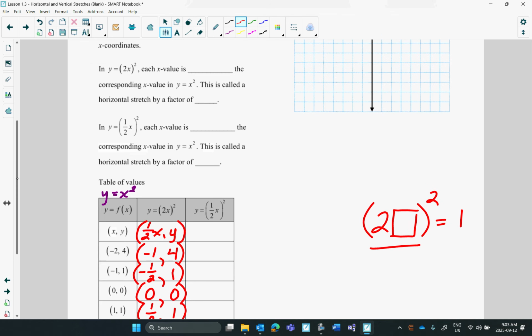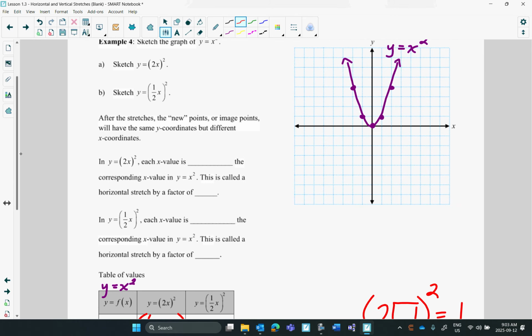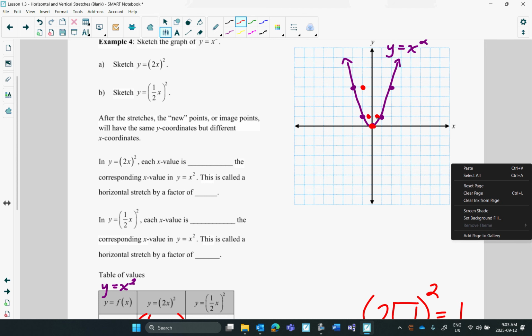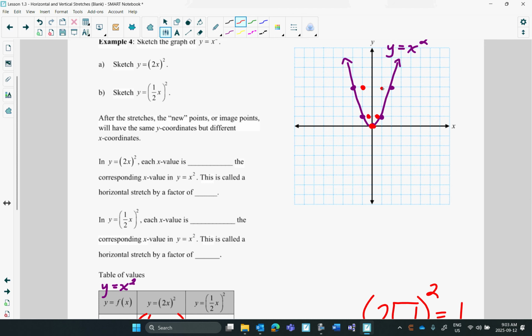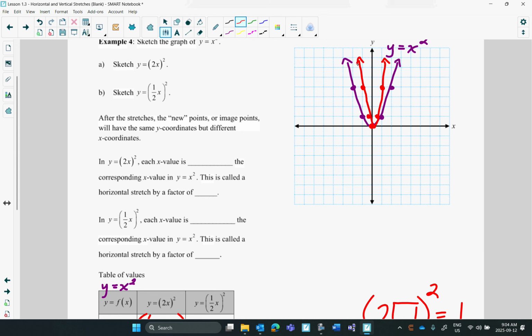So therefore, if we graph this, we get negative 1, 4, negative a half, 1, 0, 0, half 1, 1, 4. So the bigger the number it is inside the function in front of the x, the more compressed it's going to be when you stretch it horizontally.